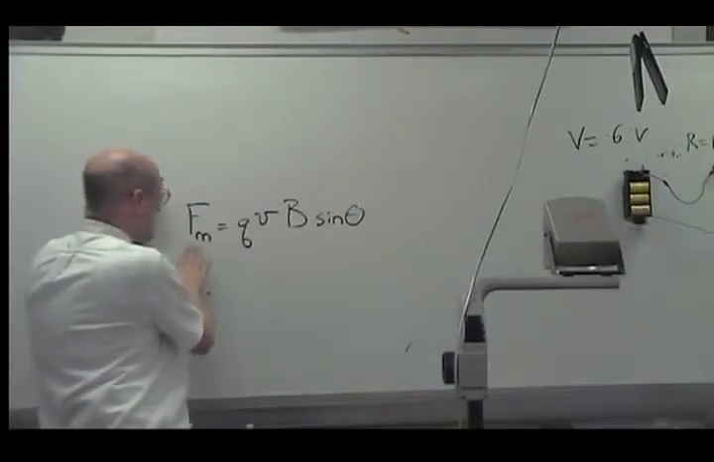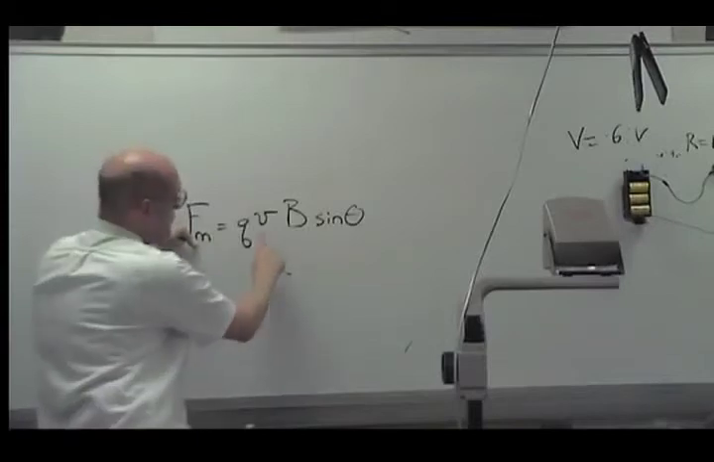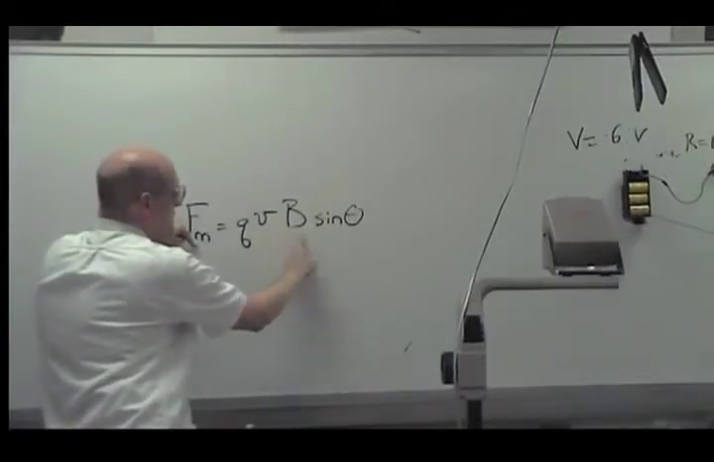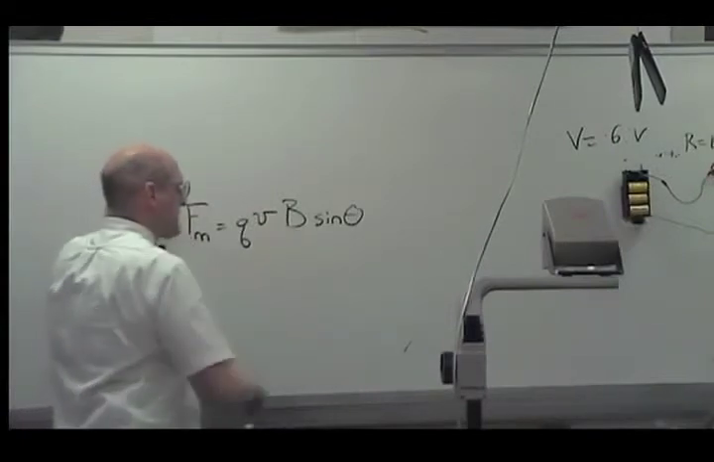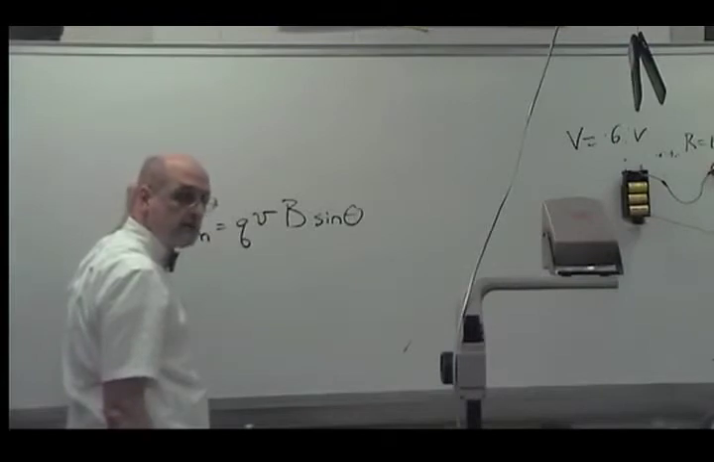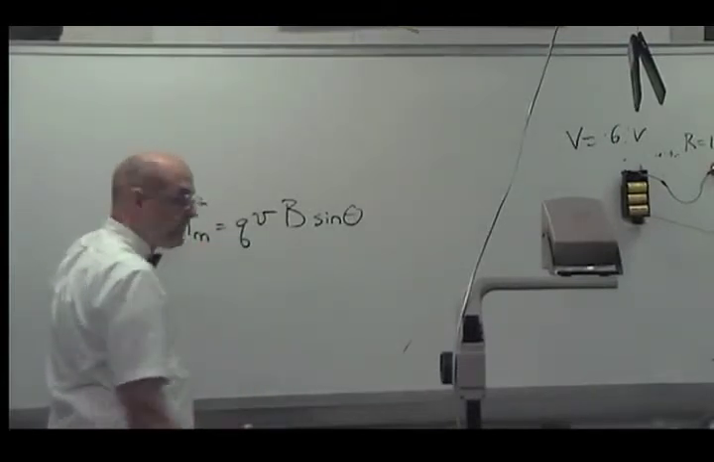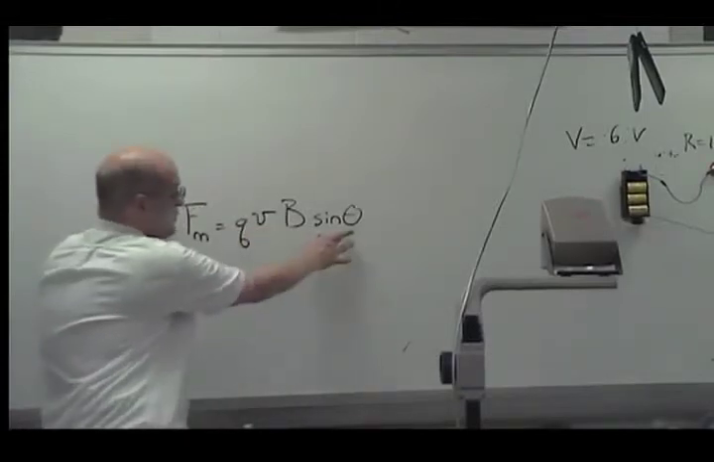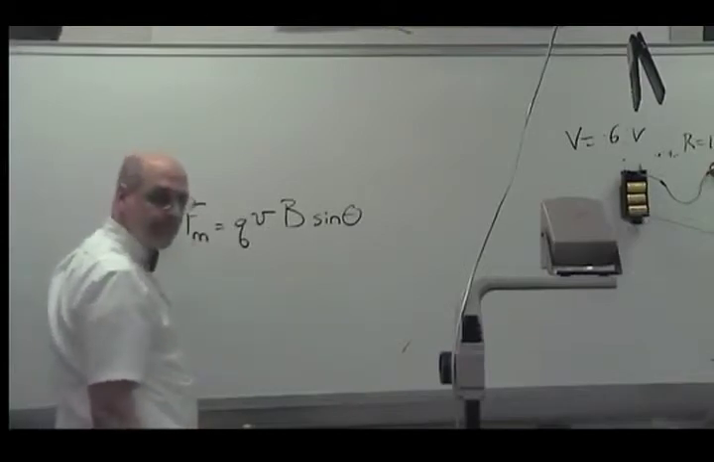And remember, again, I'll state that the magnetic force is always directed perpendicular to the plane formed by the velocity vector and the B vector. Now the unit of the magnetic field strength is the Tesla. The unit of charge is the Coulomb. The unit of speed, of course, is the meter per second, and we use degrees for the angle. And the unit of force will be the Newton.